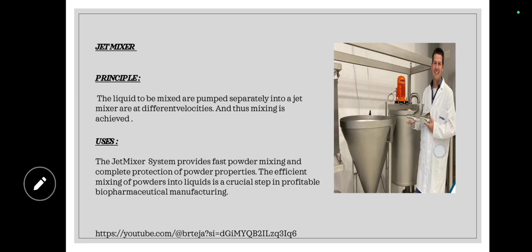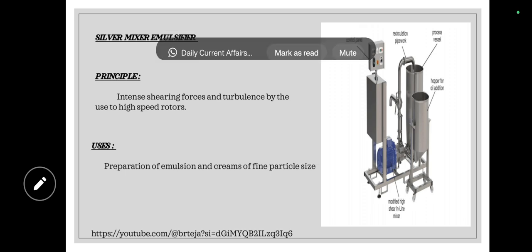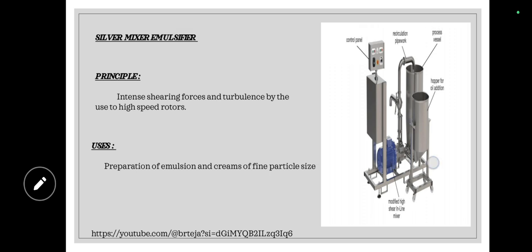Okay, next instrument in liquid to liquid mixers, silverson mixer emulsifier. What is the principle involved in the silverson mixer emulsifier? Intense shearing forces and turbulence by the use of high speed rotors. What are the uses of the silverson mixer emulsifier? Preparation of emulsions and creams of fine particle size. This is called the silverson mixer emulsifier.